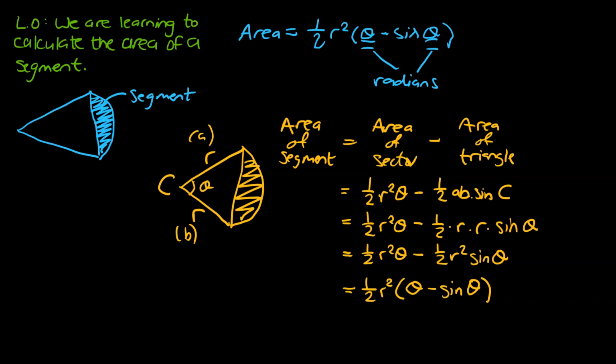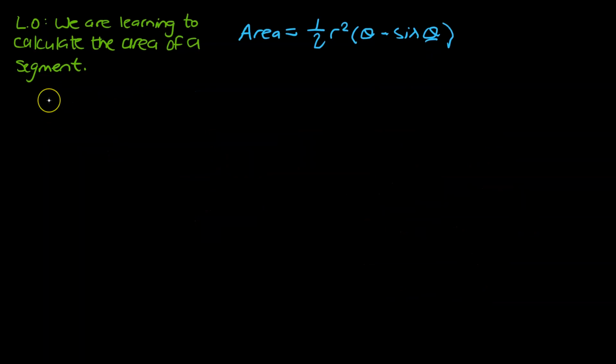What I'm going to do is pause the video, clear our working, and we're going to get into two questions. One where we find the area of the segment, and then one where we work backwards to find out the radius when we're given an area of a segment. Okay guys, so we're going to look at two examples now. The first example, we're just going to apply the formula to find the area of a given segment, and then after that we're going to work backwards to find the radius.